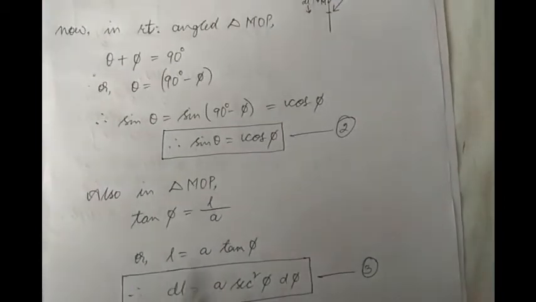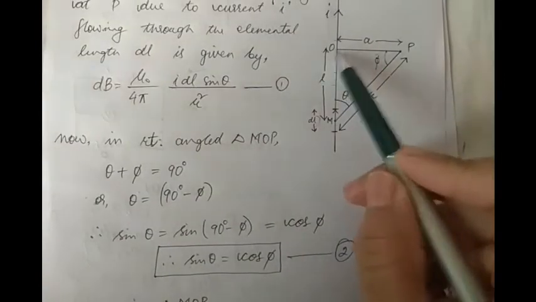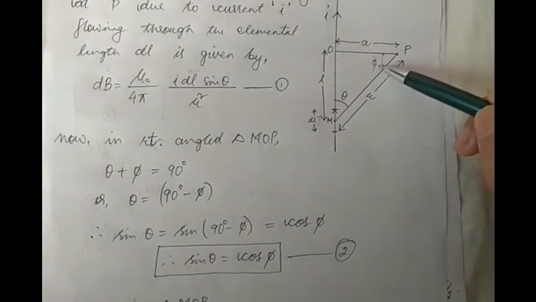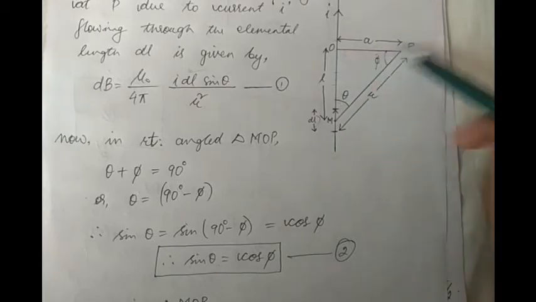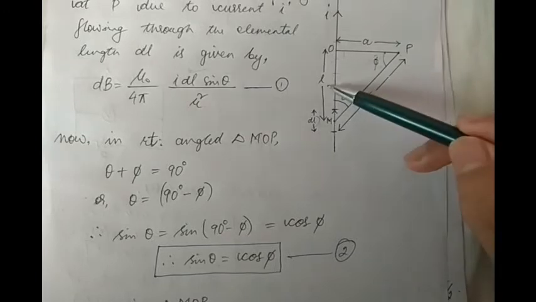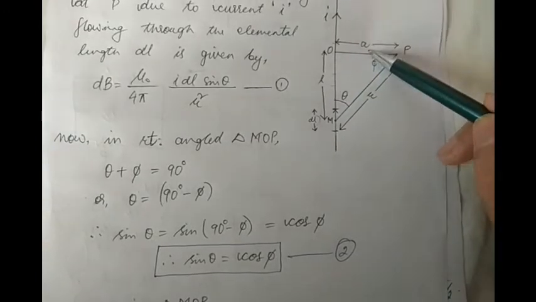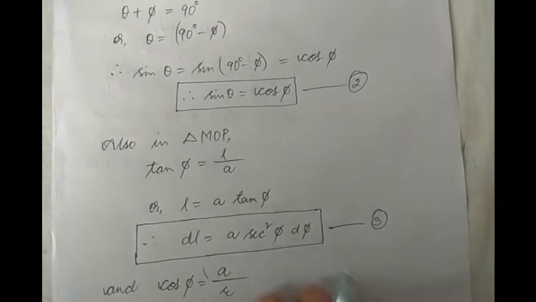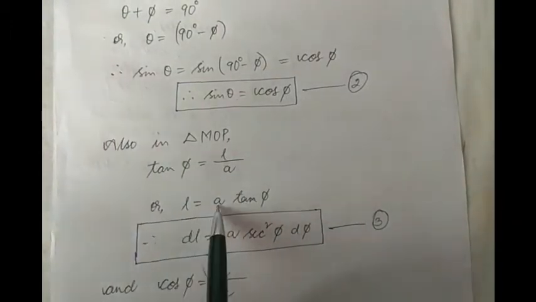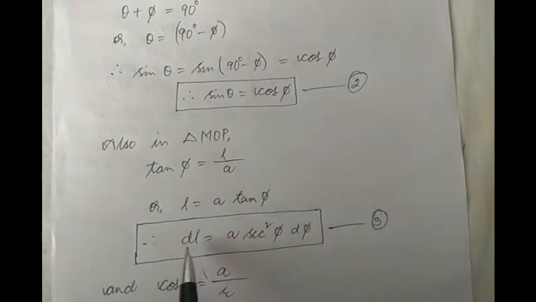Okay, so also in triangle MOP, in the same triangle, what we can do is look at tan phi. Tan phi is perpendicular divided by base. So perpendicular has length L. You can see in triangle MOP, the length of the perpendicular is L and base is A. So tan phi in the same triangle is L upon A, or L can be written as A tan phi. Therefore, dl is A sec squared phi d phi.